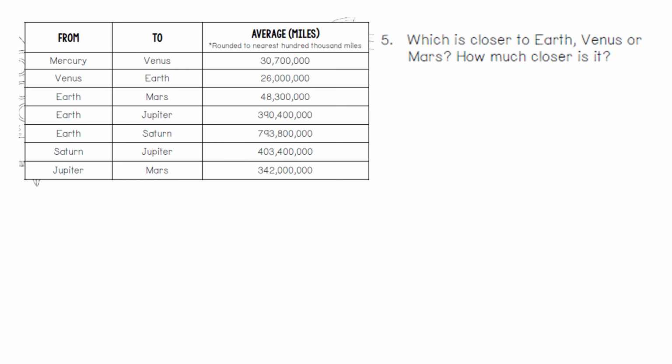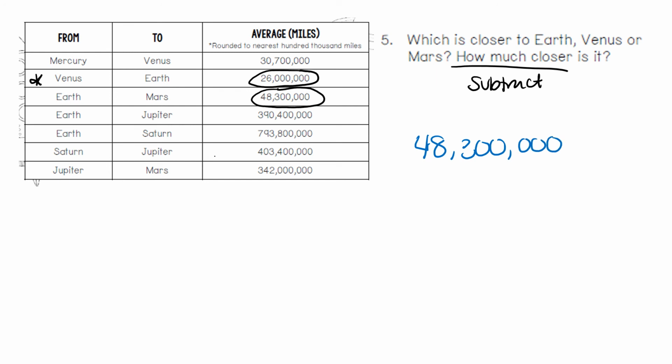For number 5, it says which is closer to Earth, Venus or Mars? So Venus and Earth are 26 million apart. Earth and Mars are 48,300,000 apart. So Venus is closer to Earth. And when it says how much closer, that's going to be representative of a subtraction problem. Start with the larger number, 48,300,000. And we're going to subtract the smaller number, 26 million.